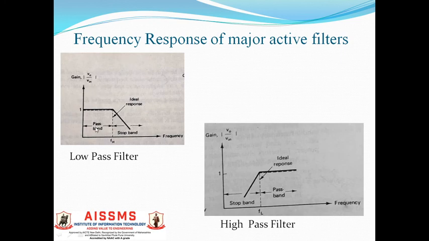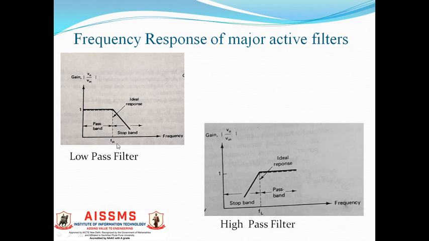The figure shows the frequency response of a low pass filter. The ideal response of the filter is shown by the dashed line, whereas the practical response is shown by the solid line over here. What do you understand by this? In case of low pass filters, all the signals of frequencies from 0 Hz to FH, that is the higher cutoff frequency, have the gain as 1 or the same gain.